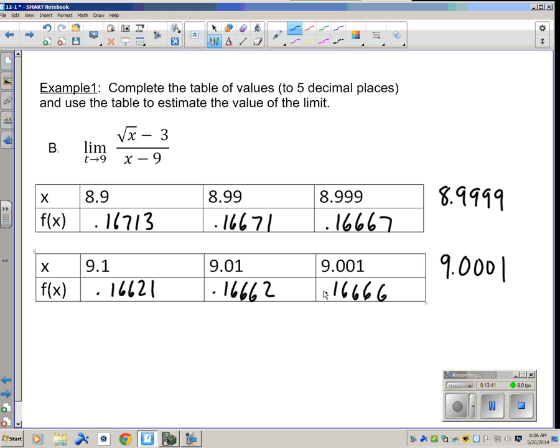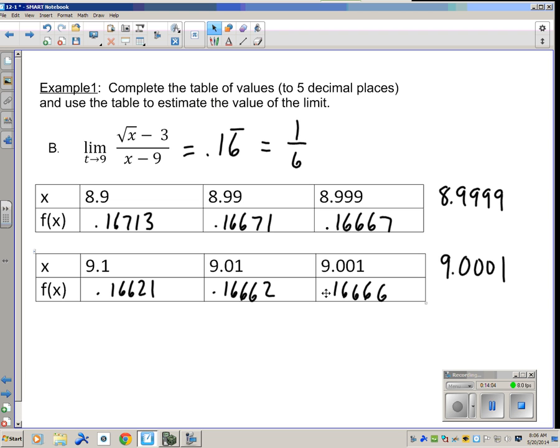So as you're looking at this, hopefully you can see it's definitely approaching 0.16 repeating. If you wanted to know what the fraction is, it'd be 1/6. Either way, that's substituting values in there to start seeing limits.